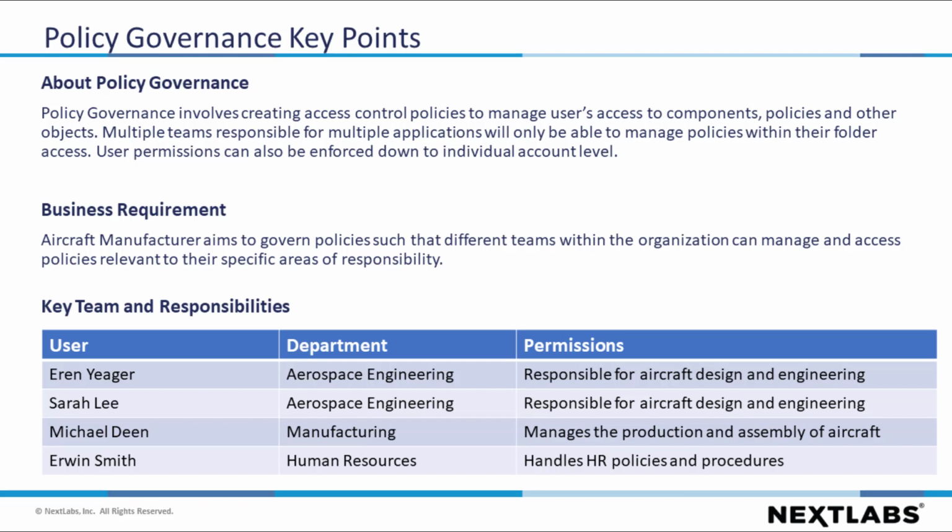Hypothetically, an aircraft manufacturer aimed to implement policy segregation to ensure that different teams within the organization can manage and access policies only relevant to their specific areas of responsibility. Here are some of the key teams I'll be using as examples in this video.